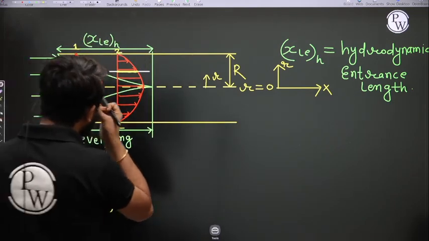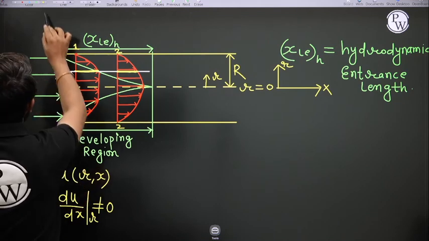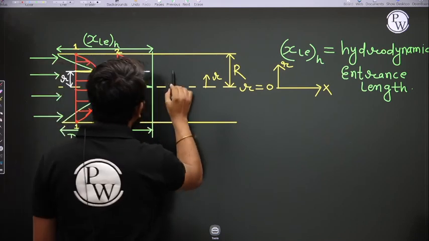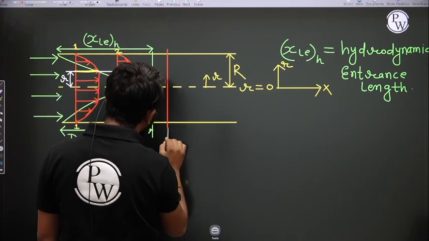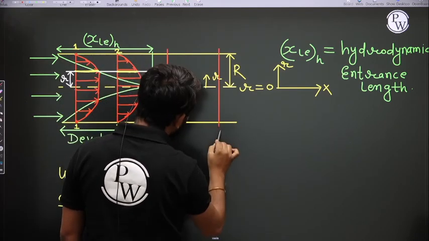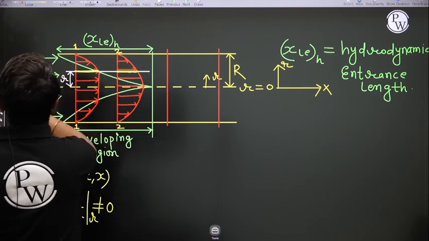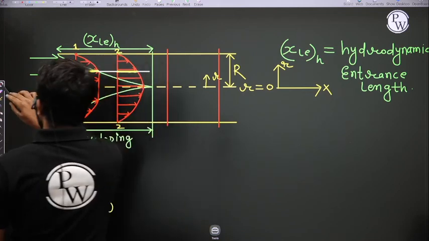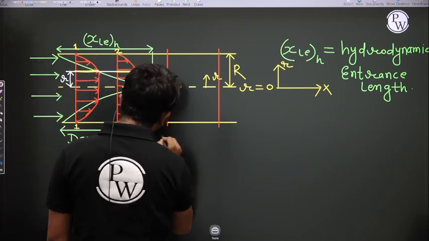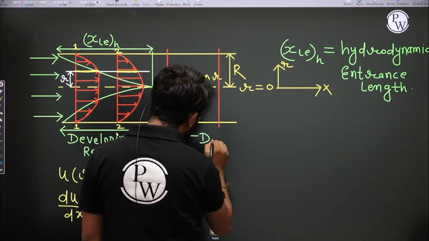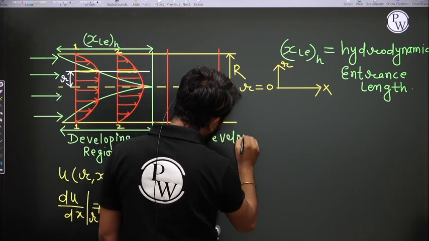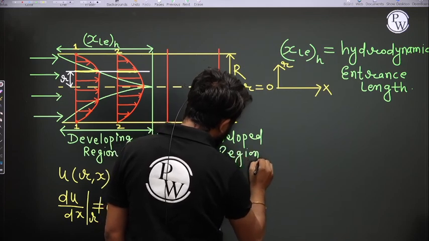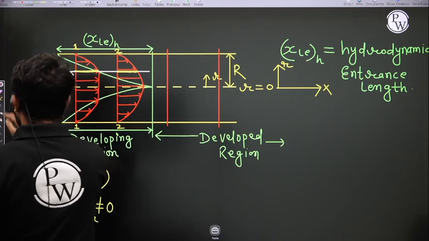Now come to the developed region. Again I am considering two sections. One section is here and another section is here, right? Now see here, in the developed region. This is the developing region and this is the developed region.